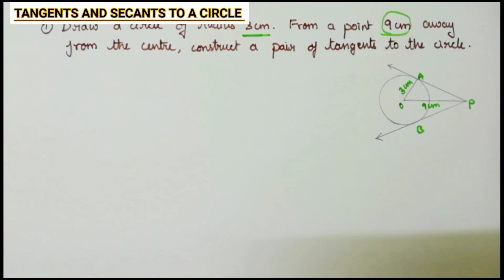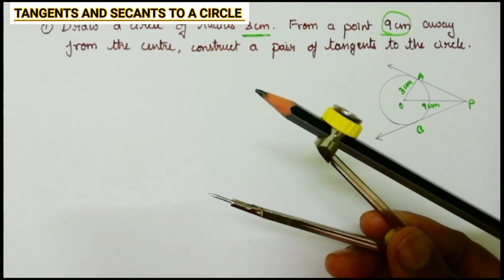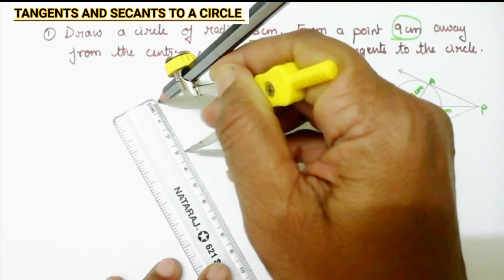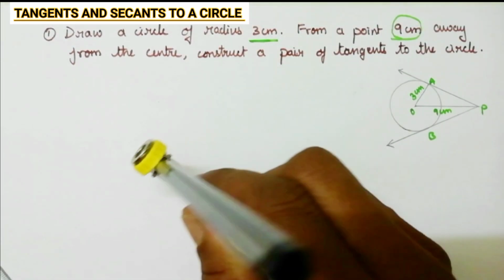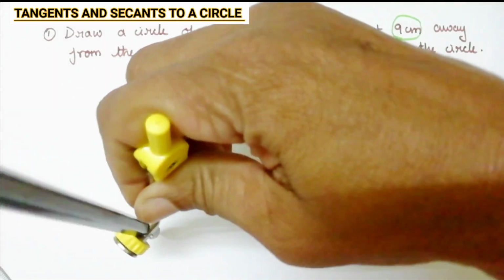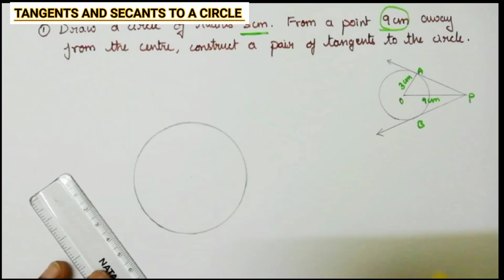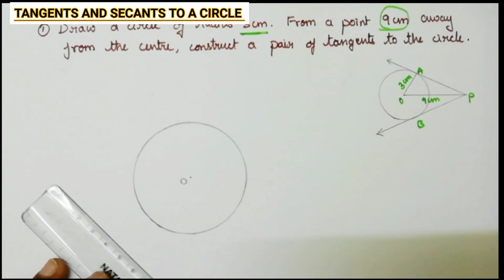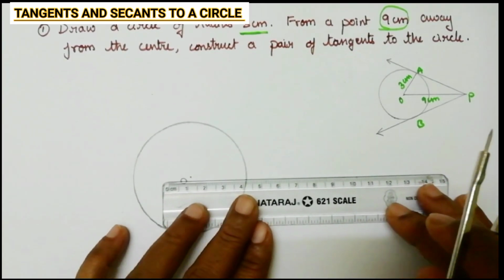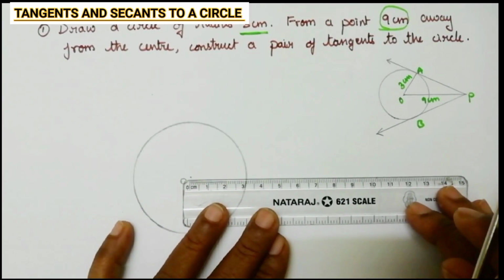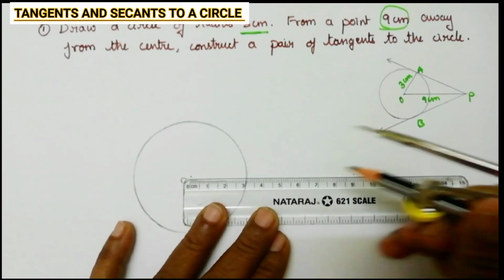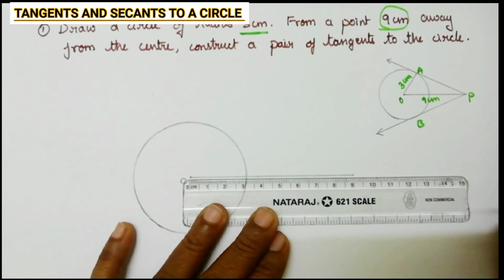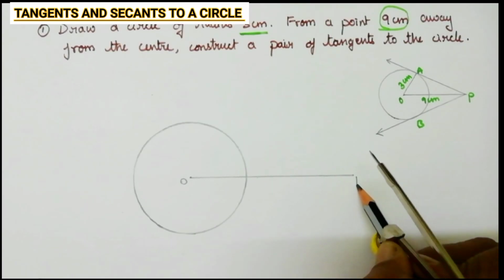Now for fair figure, we are going to take compass and scale, measure 3 centimeters with scale, take a point and draw a circle. After drawing the circle, take the center O and from this center, mark 9 centimeters from the center. Let the point be P.